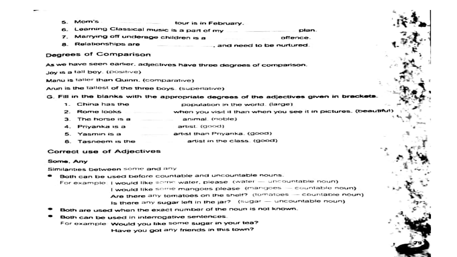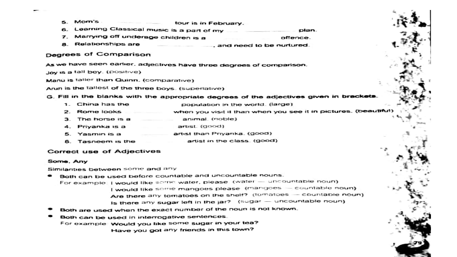Next, let us look at examples of any. Are there any tomatoes on the shelf? Okay, so remember here, tomatoes are countable nouns. You can count them 3 or 4. But if you add the word any, it becomes uncountable. Same thing goes with the fourth example. Is there any sugar left in the jar? Remember, sugar is uncountable. So if you put the word any before a noun sugar, it can be used both as countable and uncountable noun.